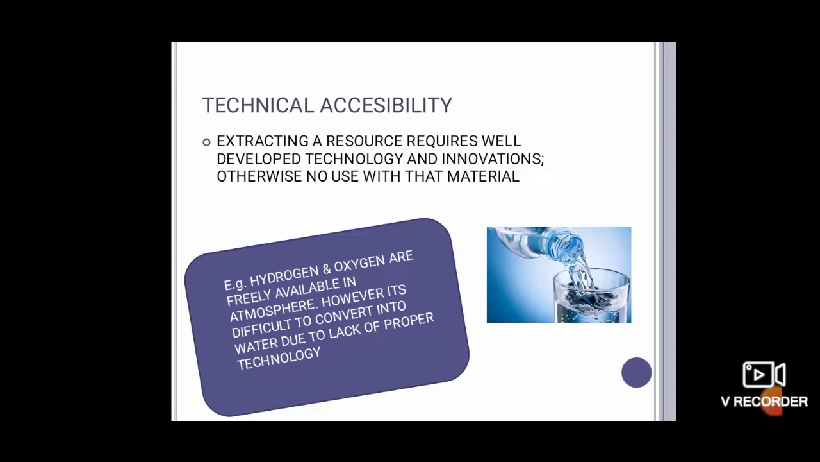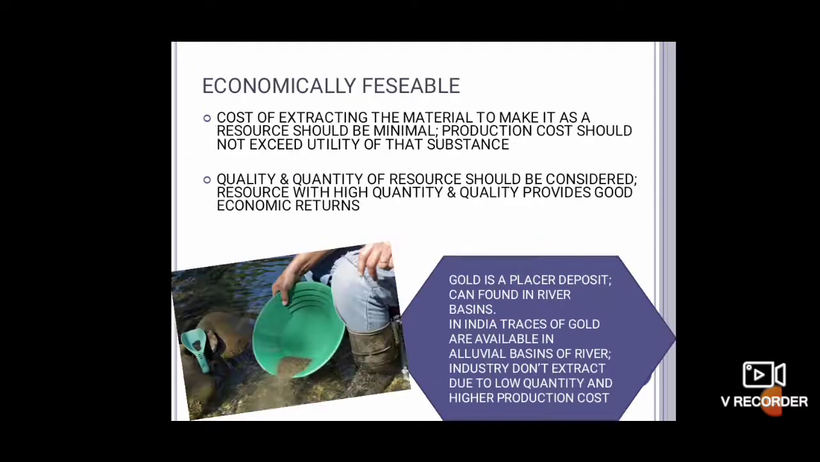To provide water. But still we have water scarcity. Why? Because we don't have proper technology to convert this atmospheric hydrogen and oxygen into water at a large scale. So here the technical constraint persists. This has made that material technically inaccessible for conversion to a resource.